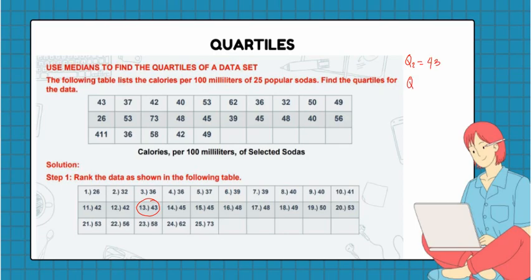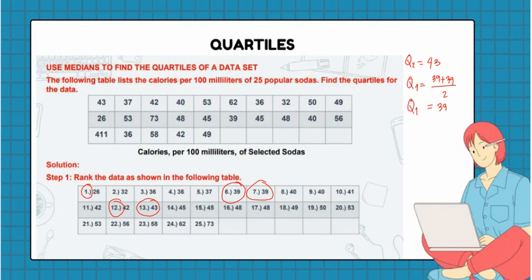Then, Q sub 1 is going to be the middle number from 1 to 12. 12 is an even set of numbers, so we are going to consider the two middle numbers, which in this case are the 6th and the 7th positions. You take the mean of those values. 39 plus 39 divided by 2 is 39. Therefore, our first quartile is 39.